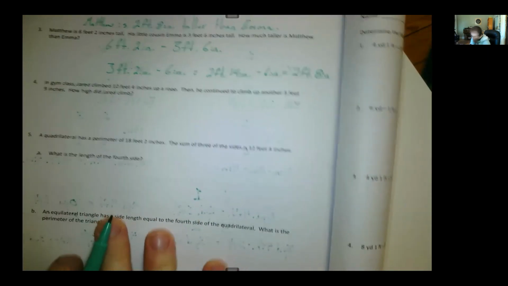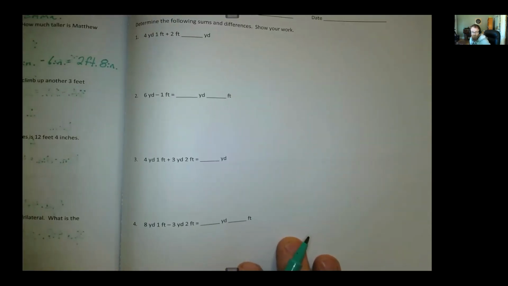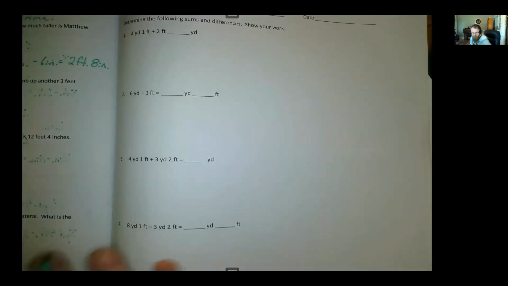I want to save these word problems for small groups. Your exit ticket is just like we just practiced, converting from yards to feet, and from feet to inches, no, just yards and feet. Use your table, do your exit ticket now, and I will see you tomorrow.